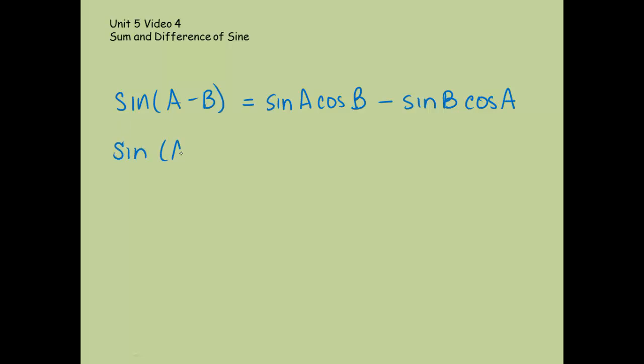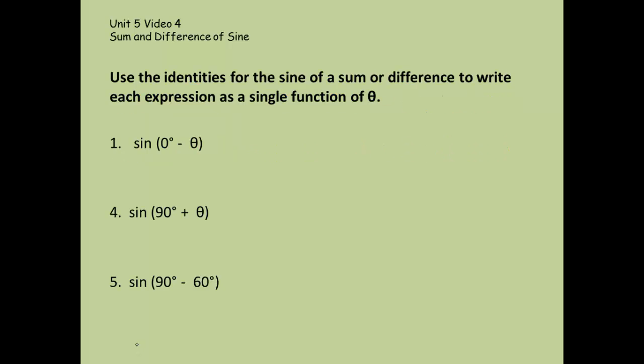And then I have the sine of angle A plus B, which will stay the same except it'll be a plus sign in the center here. So I have sine of angle A cosine of angle B and sine of angle B cosine of angle A. So those are two. Again, you'll have to know these for our upcoming quiz and test. Alright, so let's get started then.